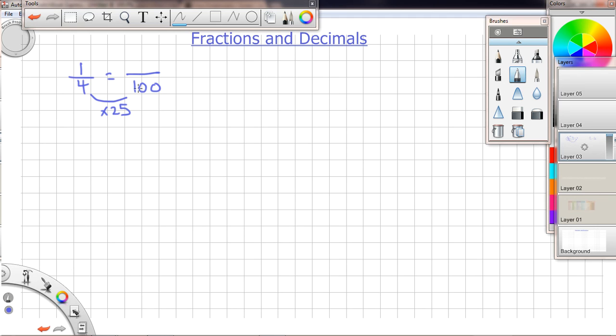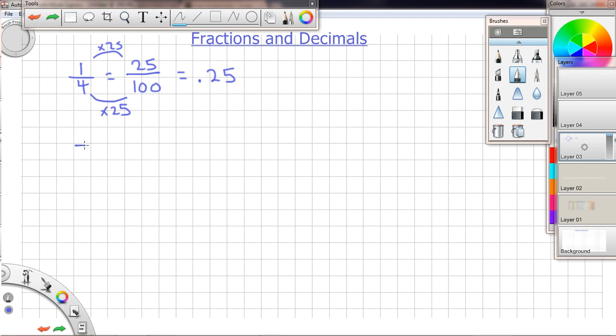That number would be 25. 4 times 25 is 100. I have to do the same thing to the top. 1 times 25 is 25. So that means 1/4 is 25 hundredths, and I can write that as a decimal by saying 0.25. This is 5 hundredths and 2 tenths, which is equal to 25 hundredths. I just kind of moved the decimal point 2 places to the left. Okay, let's try another one.